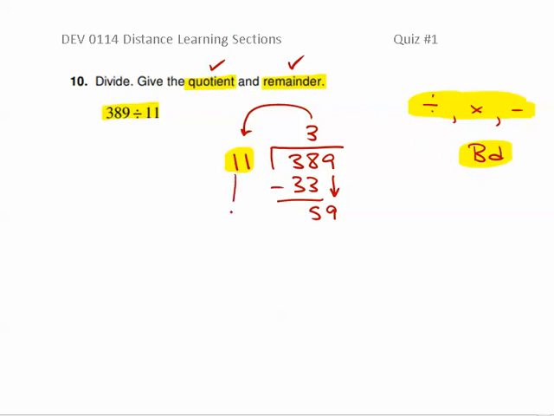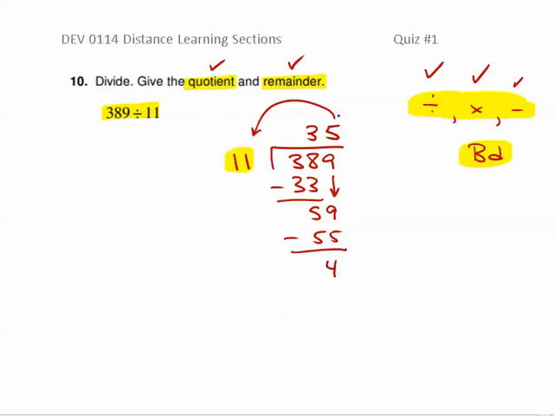So let's divide. We're looking at dividing 11 into 59. How many times does 11 go into 59 without going over? Well, that's going to be 5. So we just divided. So next we multiply. So what do we multiply? Well, we multiply the 5 times the 11, which is 55. So we just multiplied. Next we need to subtract. Let's go ahead and subtract. 59 minus 55 is 4.